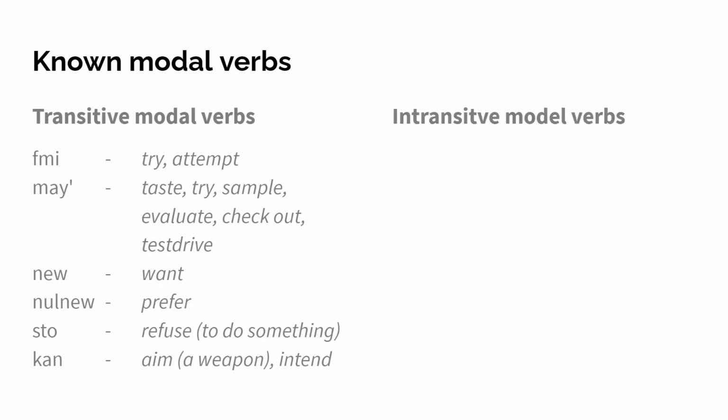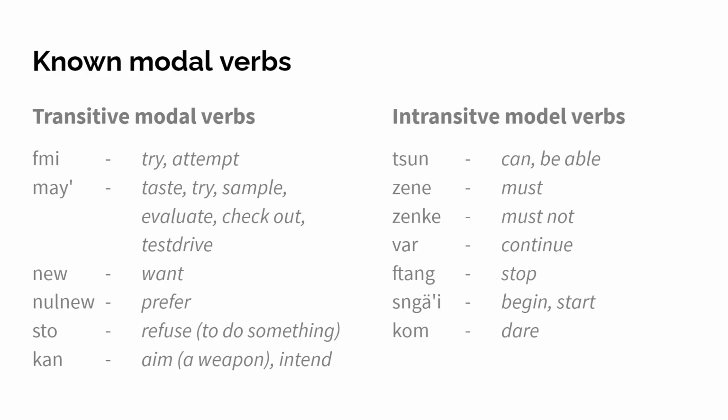And we also have a bunch of intransitive modal verbs, namely tsun, can or be able to do something, zene, must do something, zenke, must not do something, it comes from zene ke, var, to continue, vdang, to stop, snei, to begin or start, and kom, to dare. So these are all modal verbs. You can only use these verbs as modal verbs. Other verbs that you find and that make sense in English to use as modal verbs, you cannot use that way in Natvi. Then you need to find other ways to say what you want to say.